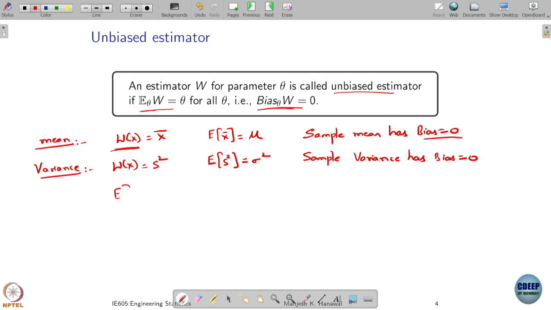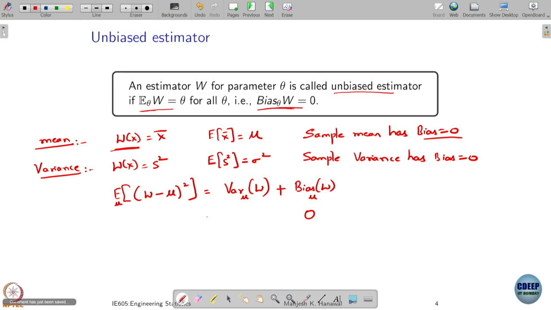Now let's look into, for each one of them, the mean squared error that we are interested in. Okay, first case I am again taking this W with respect to my mean parameter. We know that this is nothing but variance of W plus bias of W with respect to my parameter mu. These are all computed with respect to parameter mu. We should notice that if W happens to be the sample mean, this quantity is 0. What about this quantity? Sigma square by n. What is sigma there? It's the variance of the samples.